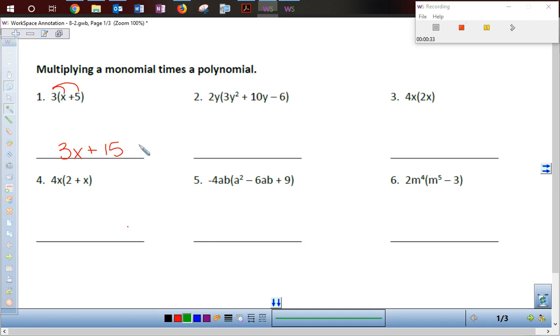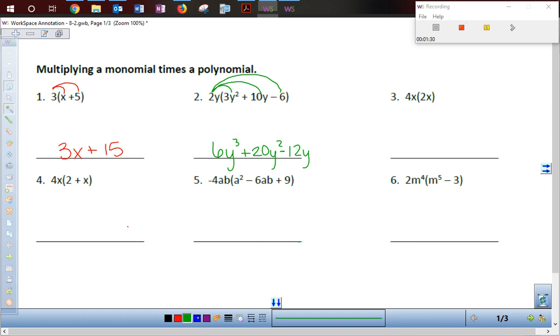On number 2, I have a monomial, 2y, being multiplied by a trinomial. I want to take this 2y and distribute it throughout my trinomial. So I'm going to take that 2y times 3y squared, and remember when you do that, you multiply the coefficients to get 6, and you add the exponents to get 3, so 6y to the third. Then I'm going to take 2y times 10y, again multiply the coefficients to get 20, add the exponents to get y squared. And then finally I'm going to take that 2y times negative 6, and I'm going to get negative 12y.